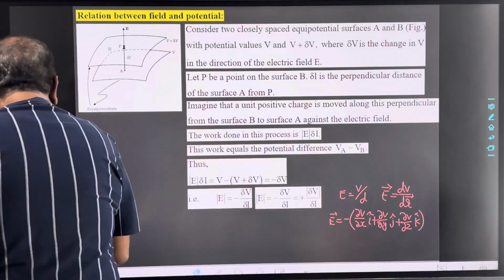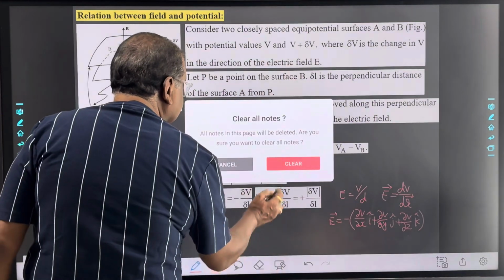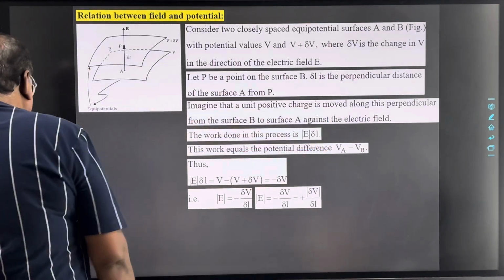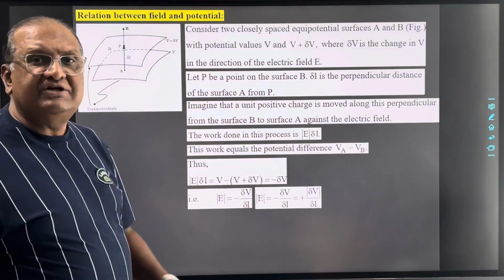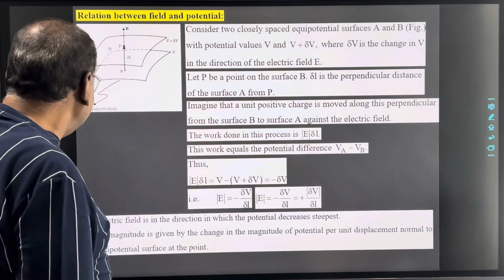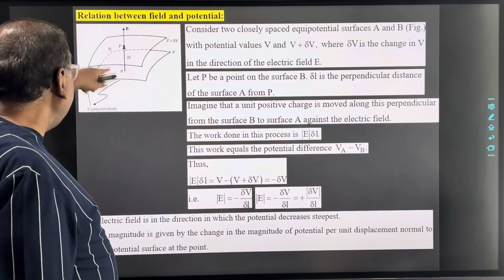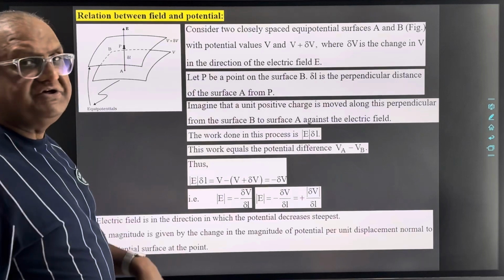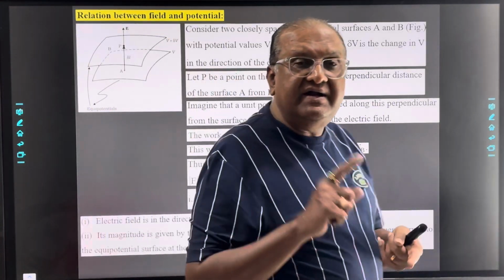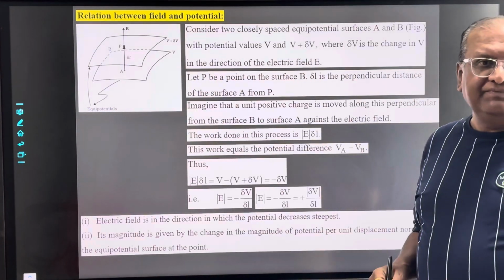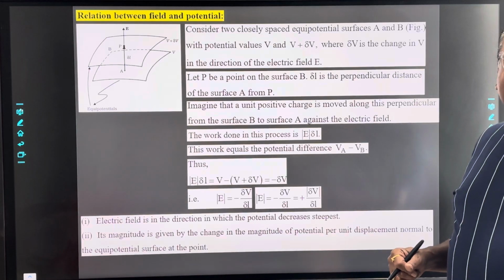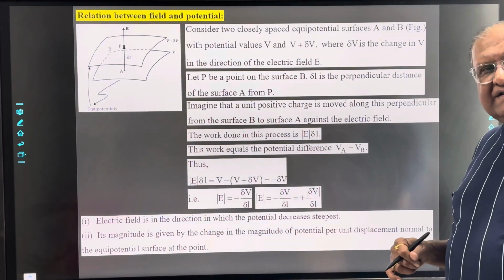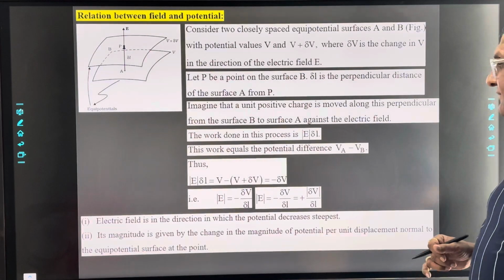Now from this particular relationship you can conclude for these 2 points. Say here, one, that is electric field is always in the direction in which the potential decrease is steepest one, means maximum decrease in the potential takes place always in the direction of electric field.